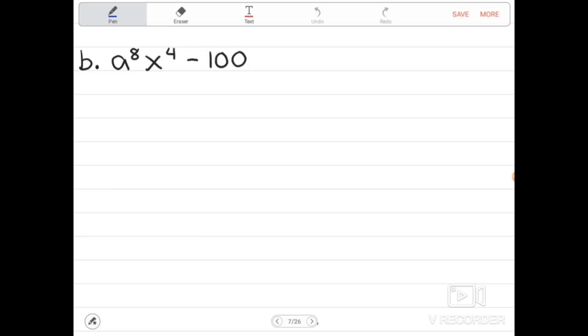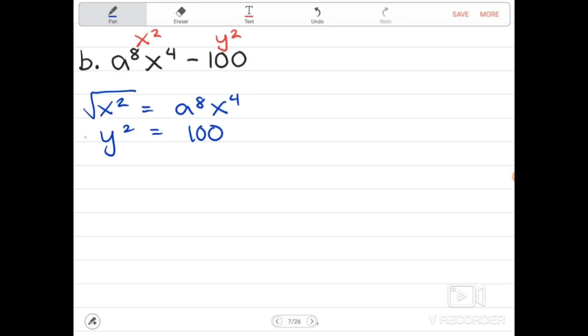A raised to 8, x raised to 4, minus 100. So, obviously, wala sa kanilang common monomial factor. First term, is it a perfect squared? Yes, because 8 is an even number and 4 is also an even number. Then 100 is a perfect squared. So, this will be our x squared and y squared. So, x squared will be a raised to 8, x raised to 4. Then y squared, that is 100. Just simply get the square root.